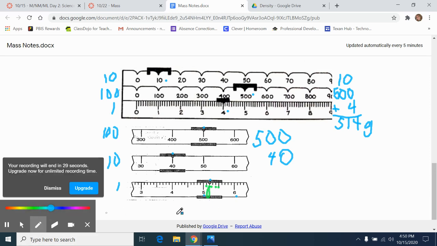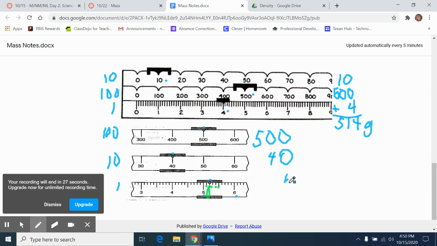So I'm going to go back over here, and I'm just going to write 5.2 out to the side. And don't forget your place value. I'm adding these together, and we should get 545.2 grams.